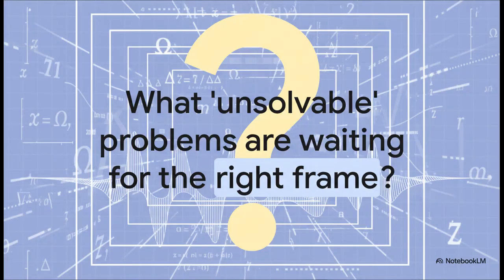And that leaves us with a pretty profound final thought. The protocol seems to suggest that maybe unsolvable problems don't actually exist. Maybe intractability isn't a property of the problem itself, but just a limitation of our tools, of our frame. So it really makes you wonder, what else is out there, just waiting for us to build a big enough frame to see it clearly?